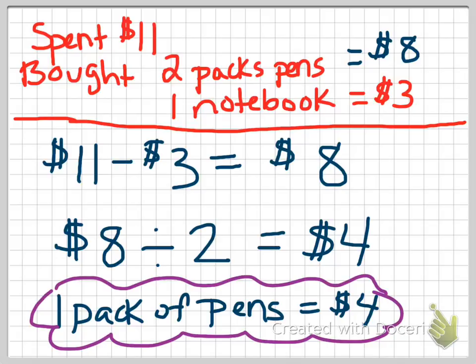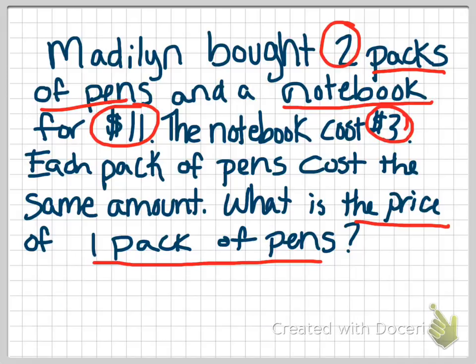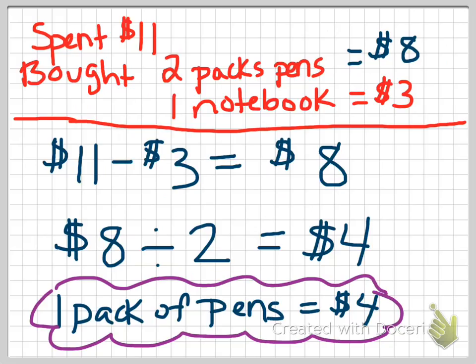So you can see, if we go back to the problem, she bought 2 packs of pens and a notebook for $11. The notebook cost $3. We took away the $3 to see how much the pens were. We found out that those pens were $8. Then our next step was to divide it by 2 because there were 2 packs of pens and we wanted to know only 1 pack of pens cost.